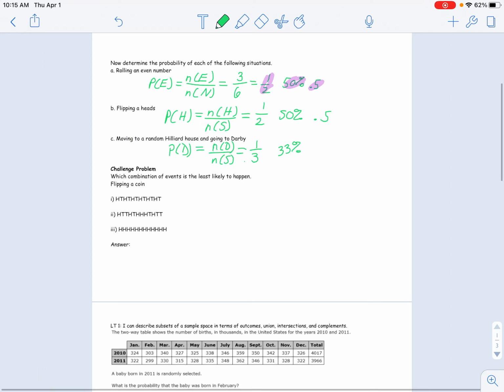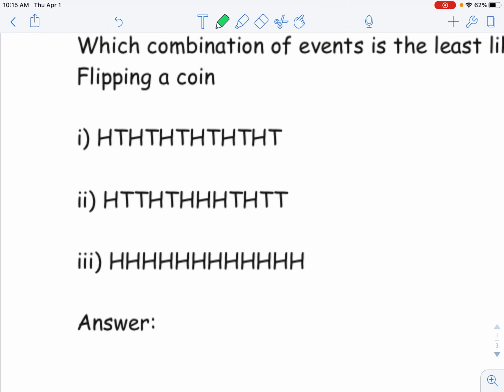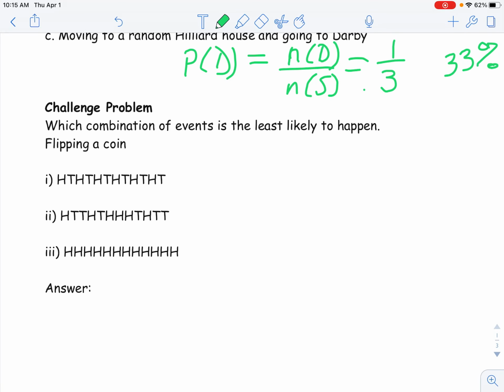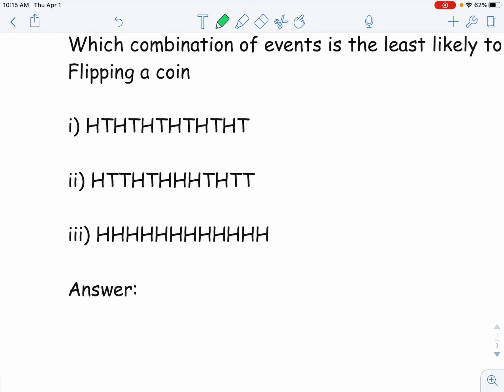All right, and then we got a challenge problem. Which combination of events is least likely to happen? So we're flipping a coin right here. Heads, tails, heads, tails, and so on, compared to a long run of all heads. Which event is least likely to happen? So pause the video, think about it. I'll reveal the answer here shortly. Here's the answer. They're all the same.